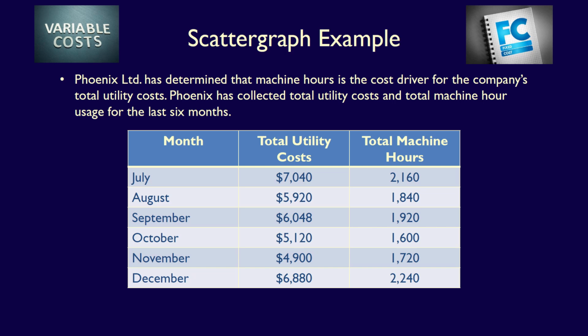Prepare a scattergraph based on Phoenix's information using cost for the vertical axis and the number of machine hours for the horizontal. Based on an examination of the scattergraph, does there appear to be a linear relationship between the utility costs and the number of machine hours? We could do this manually, but let's use Excel to create a scattergraph.